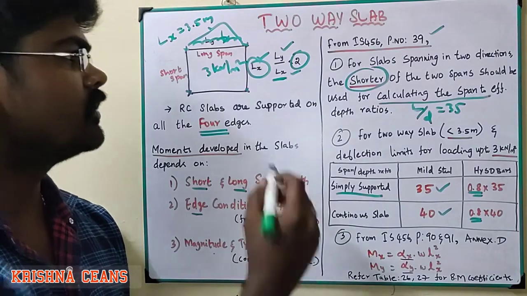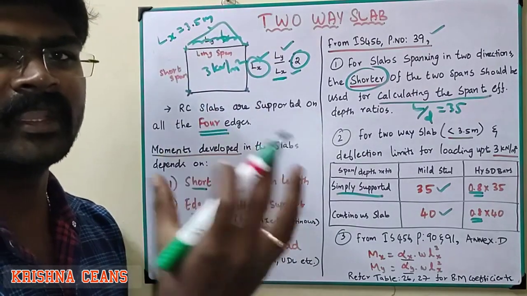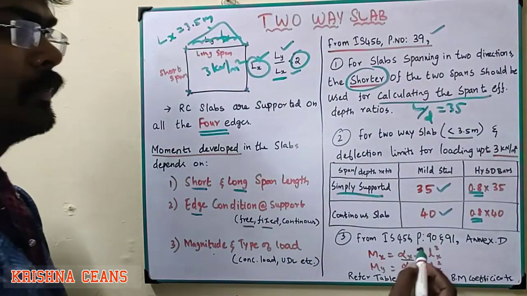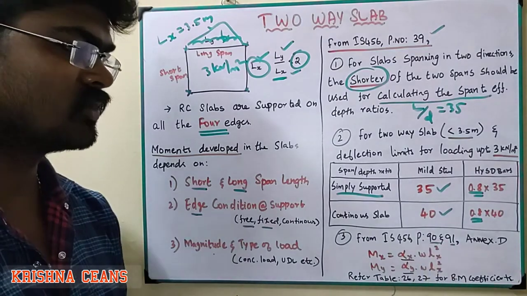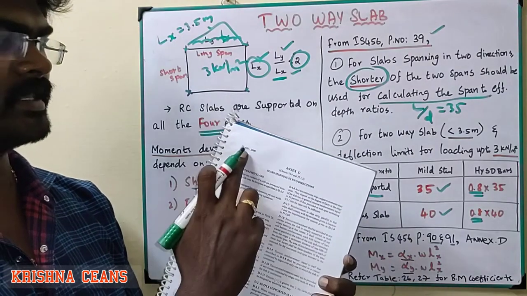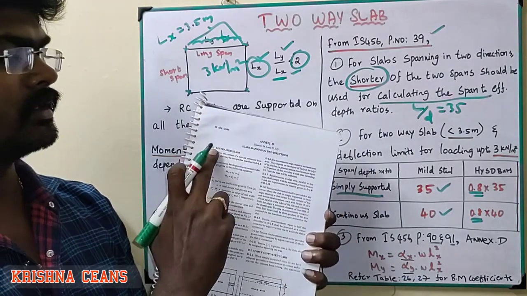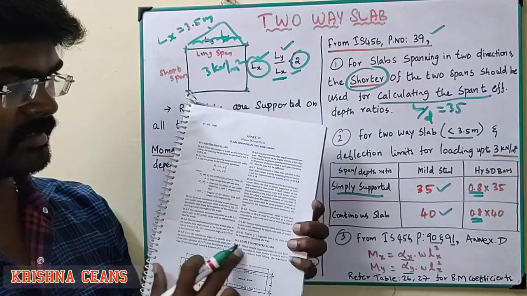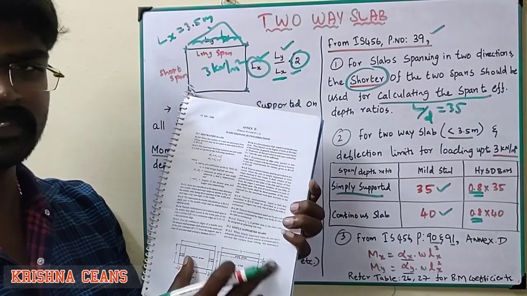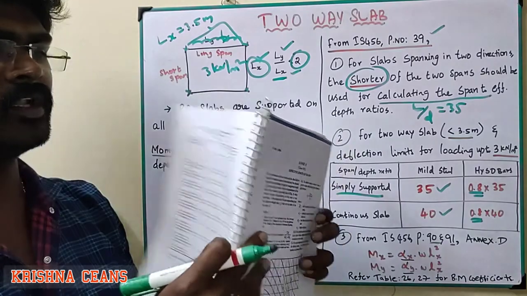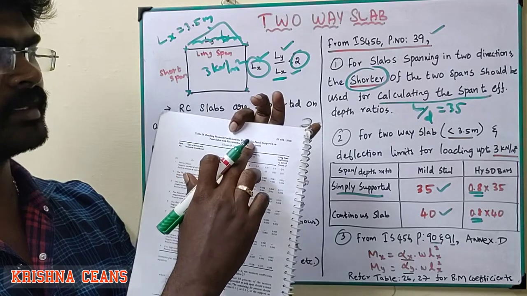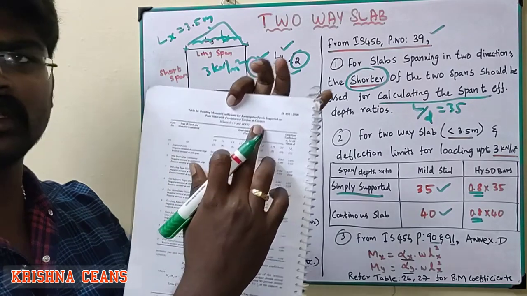The third one: for the shorter span or longer span, the moment developed will vary, as we said earlier. It is available on page number 90 and 91 in your IS 456, which is explained in Annexure D. First condition, restrained slabs. Second condition, simply supported slabs. In most cases we are going to design simply supported slabs. For simply supported slabs, they provided Table 26, bending moment coefficients for a rectangular panel supported on four sides with provision for torsion at corners.